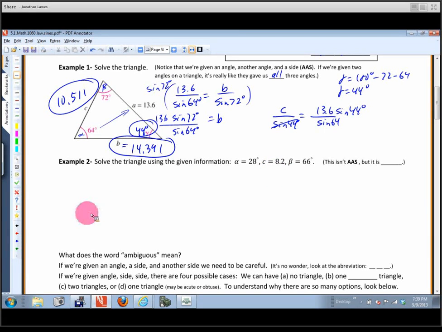Let's draw this roughly to scale. I'm just going to draw a side there so that I can draw an angle of about 30 degrees. So that's about 30 degrees. So there's my 28 degrees, and that's angle alpha.